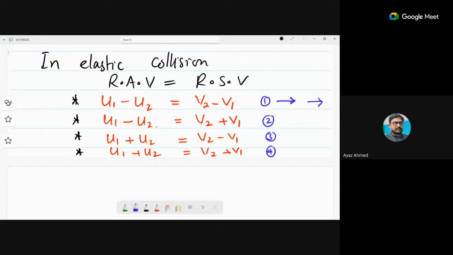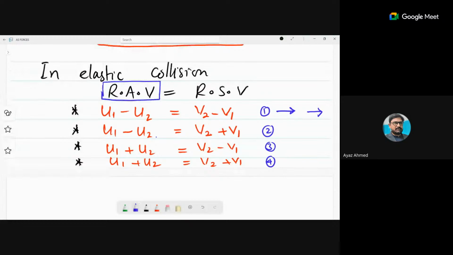Here this is the relative approaching velocity before collision, because it is very much linked with momentum. That's why I'm going to refer to this there. It will be very helpful for you when you get this concept in the collision topic. So this is after collision. It will help you out.